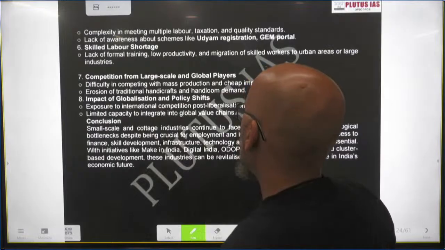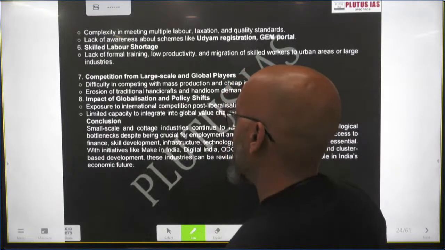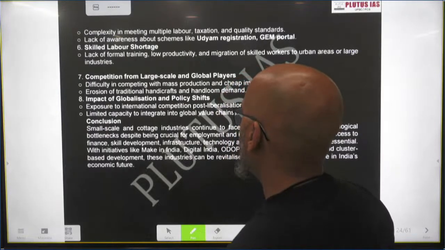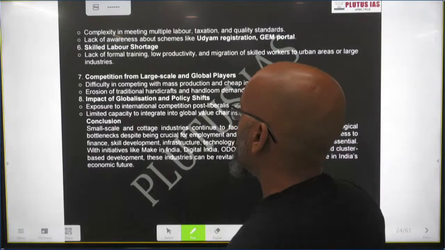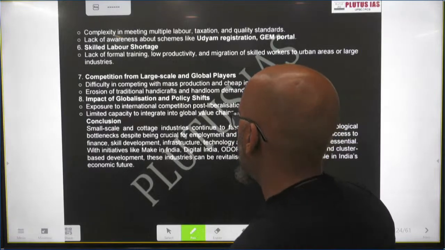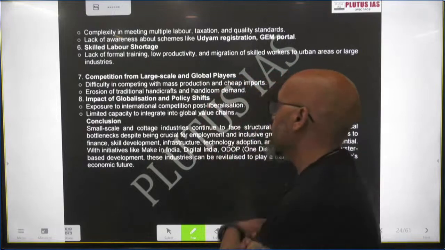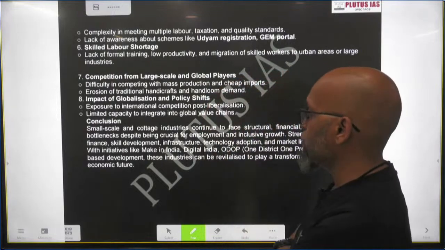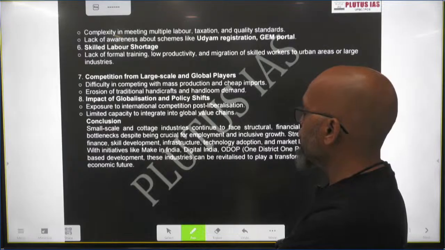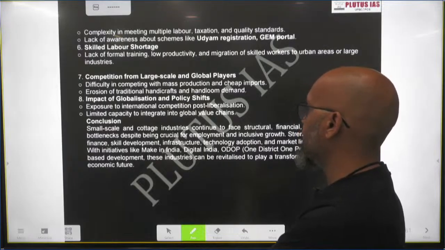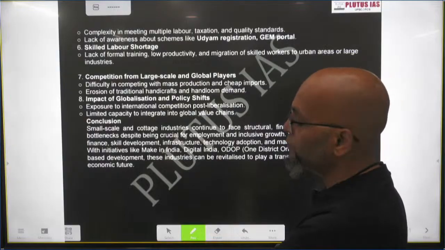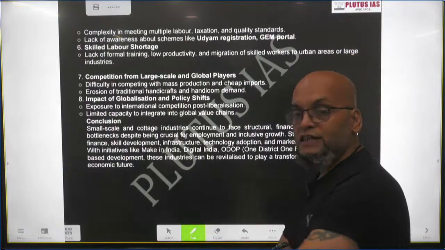Competition from large scale and global players is also there. Difficulty in competing with mass production and cheap imports. Erosion of traditional handicrafts and handlooms demand. Impact of globalization policy shift. Exposure to international competition. Post-liberalization, limited capacity to integrate into global value chains. So these were the problems.